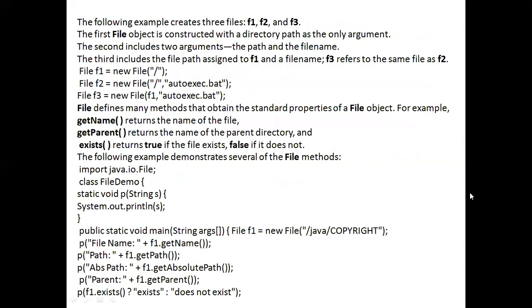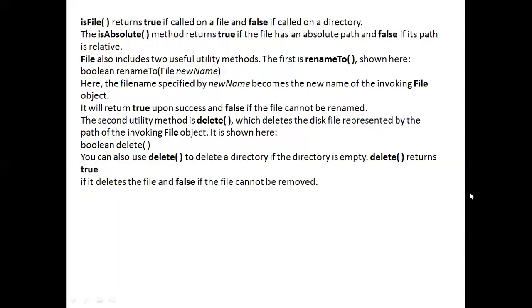So that is all about some of the functions or methods that we have used inside the file. isFile returns true if called on a file and false if called on a directory. isAbsolute method returns true if the file has an absolute path and false if it is a relative path. File also includes useful utility methods.